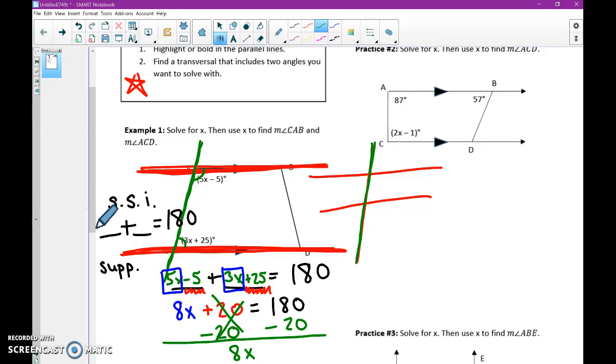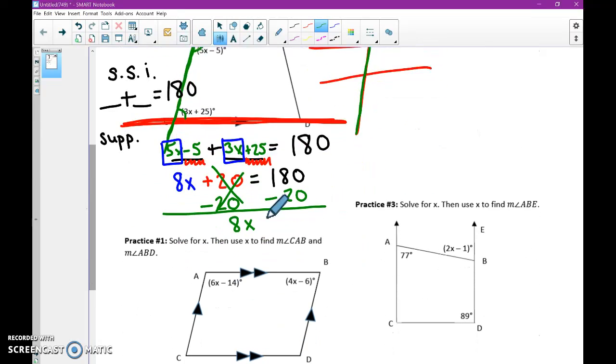Now I have 8x equals 160. When it's 8 next to x, that's really like times x. The opposite of multiplying is dividing. So I'm going to divide both sides by 8. And I get that x is equal to 20. So that's my x value.